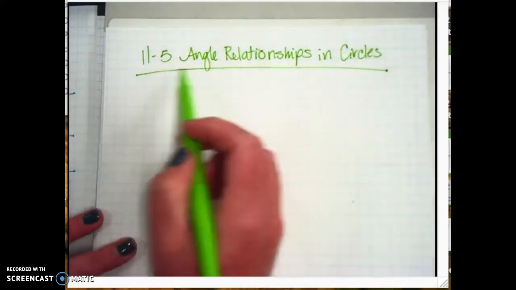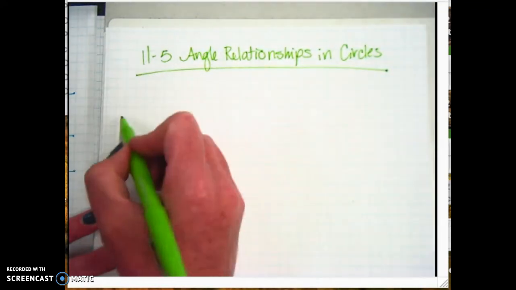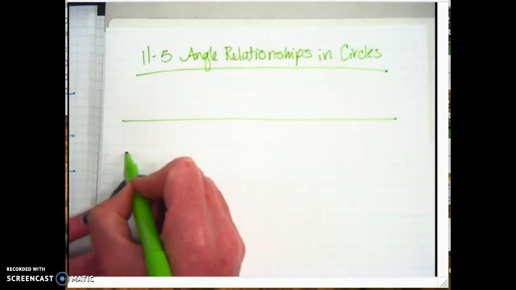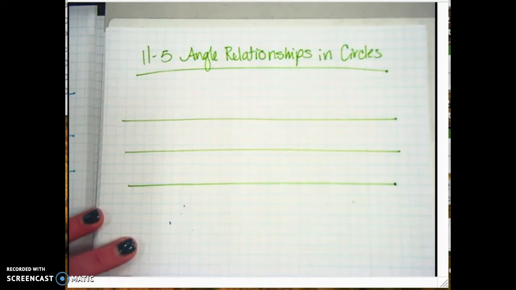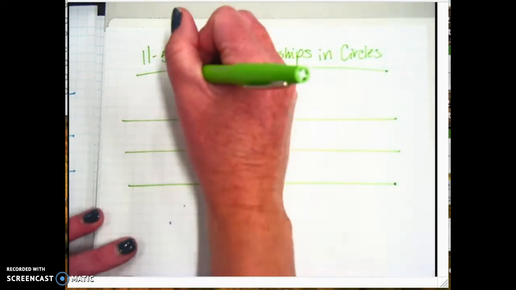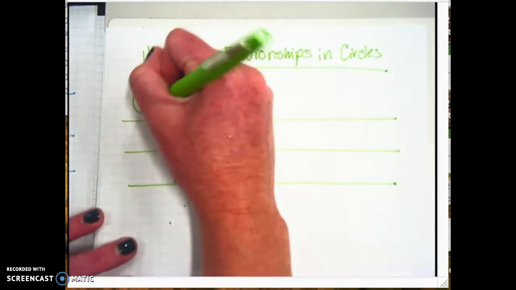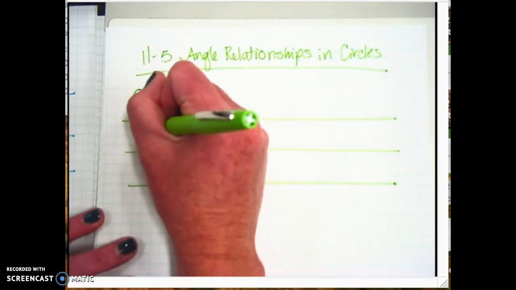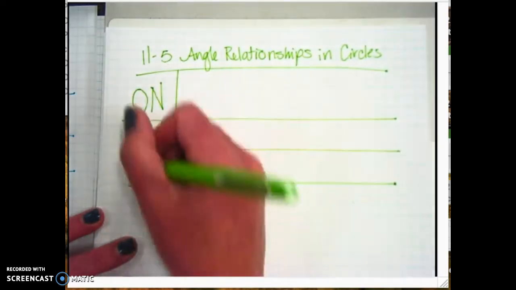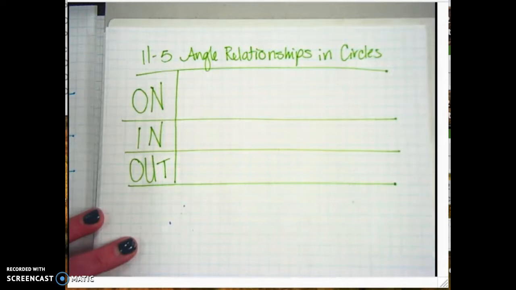Section 11-5, like I said, is called angle relationships in circles. So we're going to be drawing some circles and some lines, which creates angles. Depending on where the vertex ends up on your circles is going to depend on how you deal with it. The first option is when the vertex is on the circle. The second option is when the vertex is in the circle. And the third option is when the vertex is outside the circle.